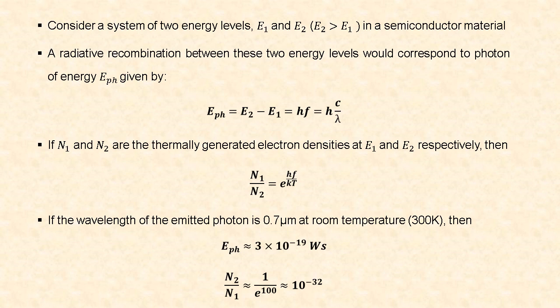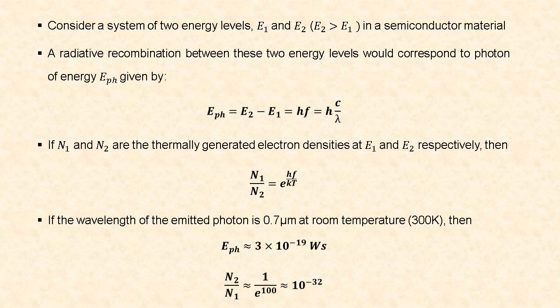Here, if N1 and N2 are the thermally generated electron densities at E1 and E2 respectively, then N1/N2 will be equal to e^(hf/kT).